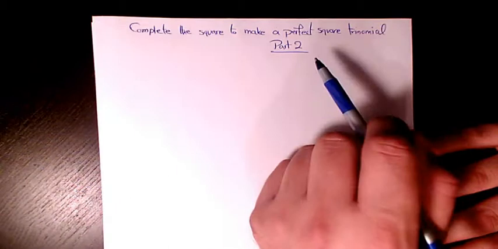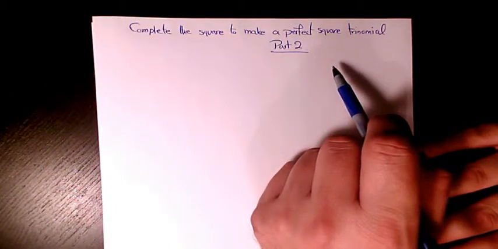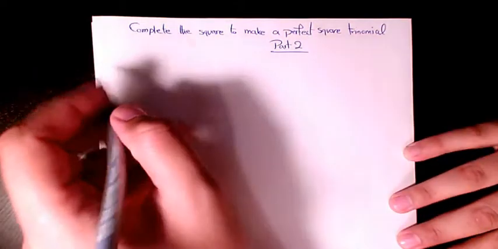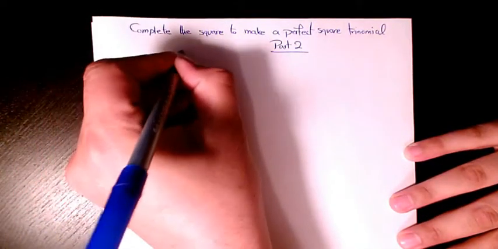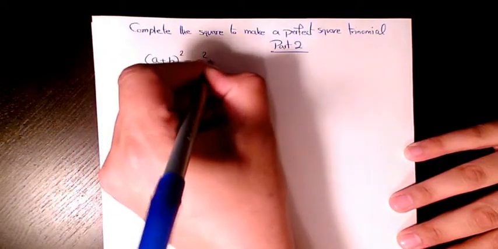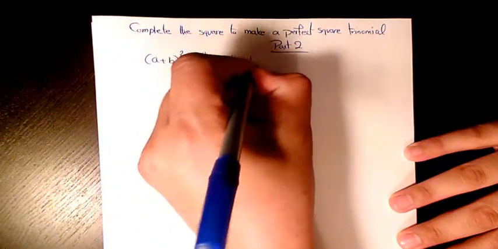This video I want to talk about making a perfect square trinomial. This is the second part. In the previous video I explained that (a + b) to the power of 2 is a squared plus 2ab plus b squared.